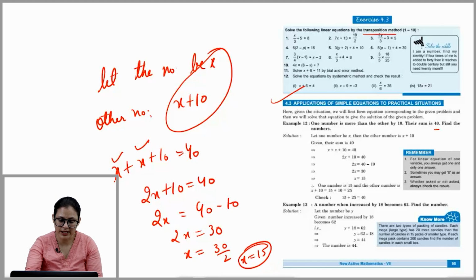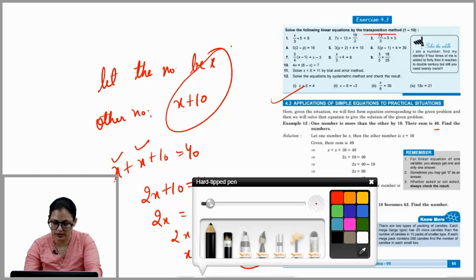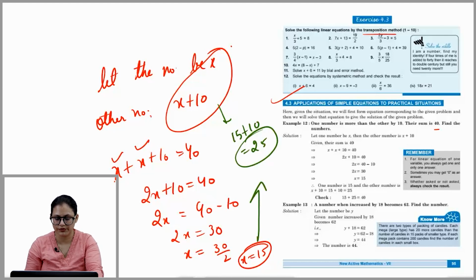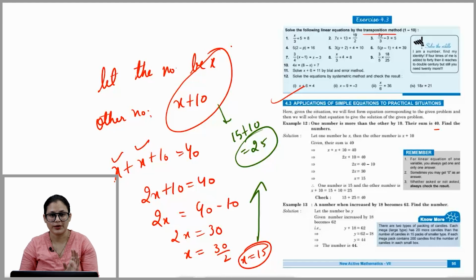So one number is 15, x. What will be the other number? The other number is x plus 10, meaning 15 plus 10 is equal to what? 25. Now you can add 15 and 25, you will get a sum of 40 only. Okay. Remember, number 1, for a linear equation of one variable, you always get one and only one answer. Number 2, sometimes you may get 0 as an answer. And number 3, whether asked or not asked, always check the result.